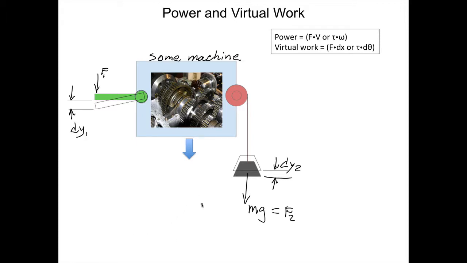And if nothing is lost, then I could write that the force F1 times dy1, I'll put a little dot there to show that there's multiplication, is equal to F2 times dy2. But in fact, the machine is not ideal, so this would be if no loss. But in fact, there is some loss, and some power or some work will be lost.